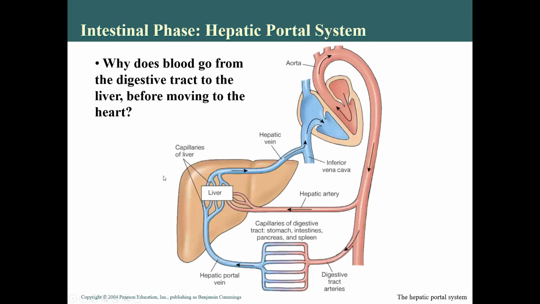All right, why does blood go from the digestive tract to the liver before moving to the heart? Well, the idea is we have a thing called the hepatic portal vein. So blood goes to the digestive tract, most importantly your small intestine, and then it goes directly from there to the liver. Now, the main reason why that happens is so that your liver can absorb sugars from the blood and store it before it gets to the body, maintaining blood sugar levels.